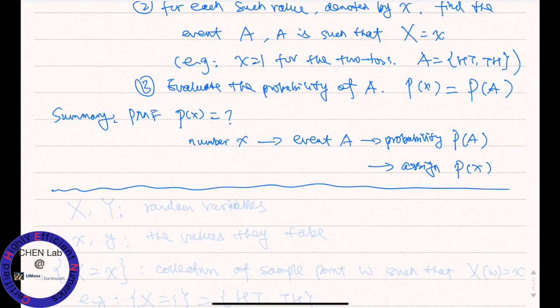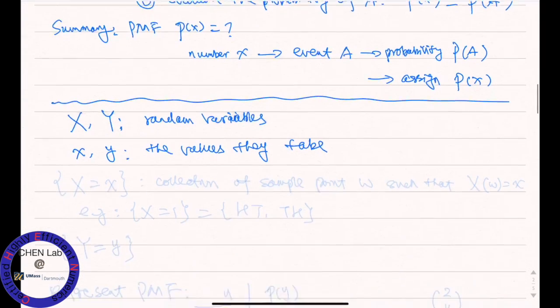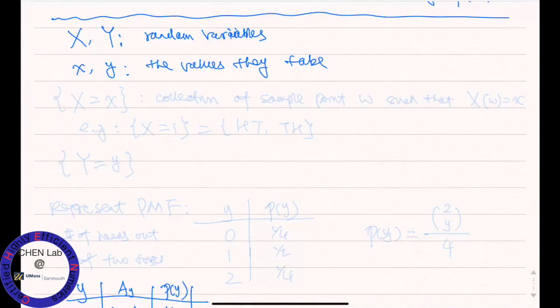Again, we'll be using capital X, Y to denote the random variables, and the lowercase x, y to denote the values they take. For that reason, we had things like X equal to little x. If you put a curly bracket outside it, remember the curly brackets are for sets, that makes it a set.